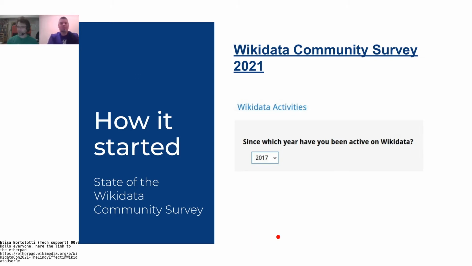So we did a community survey in early 2021 with the intent of, similar to what GitHub does, seeing how our community is composed, what some basic demographic statistics are, and also what their motivations are. And one key data point we asked for: since when have people been active on Wikidata?